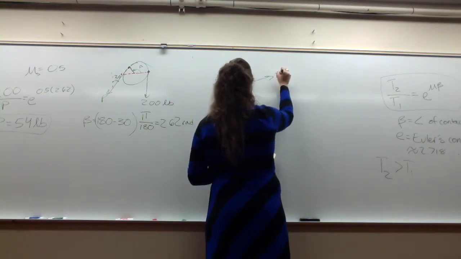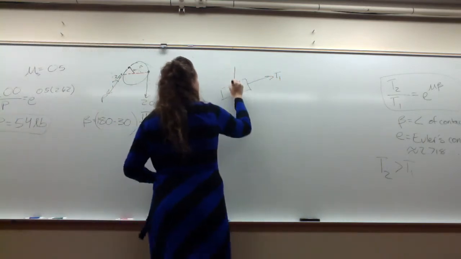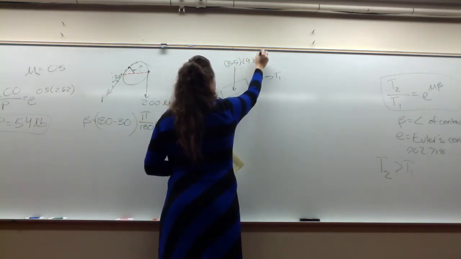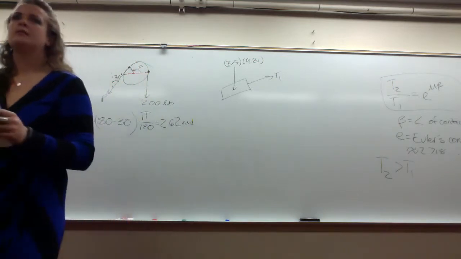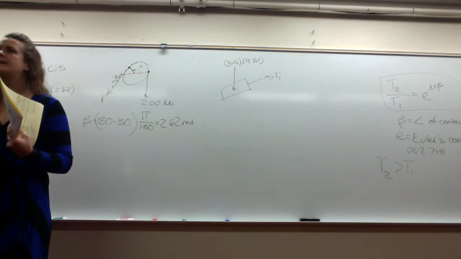Tension, okay, and the weight of the log. So we have 35 times gravity. Okay, and friction. What direction do we draw friction?